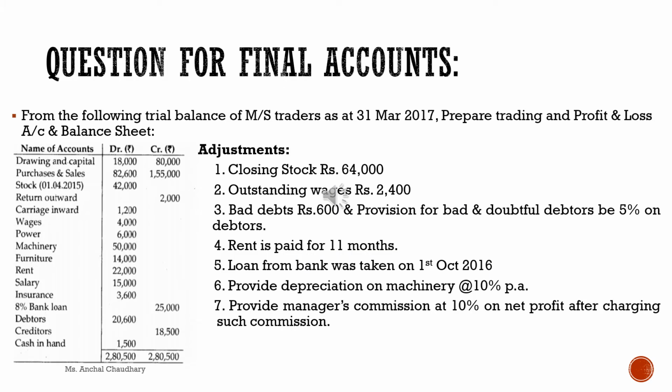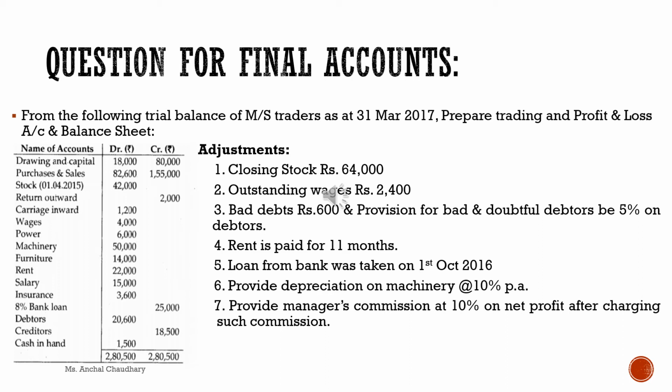Now let's start with the numerical portion from the final accounts. The first question which we are going to solve today is: from the following trial balance of MS Traders as at 31st March, prepare trading and P&L account and balance sheet. So these are the adjustments, and here on the left side you are given the trial balance. So from the trial balance you have to find out which type of amount will come under which type of account. So you have to find it out, and first of all I'll suggest you first try to solve the adjustments.